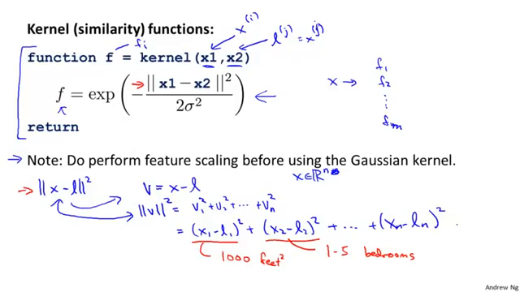And if that's the case, then in this term, those distances will be essentially dominated by the sizes of the houses, and the number of bedrooms will be largely ignored. And so to avoid this, in order to make an SVM work well, perform feature scaling, and that will make sure that the SVM gives comparable amount of attention to all of your different features, and not just, in this example, to the size of the houses while ignoring the other features.